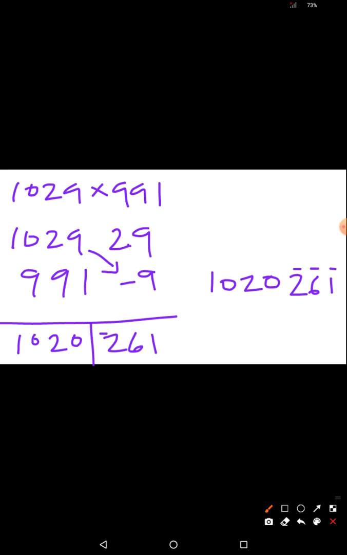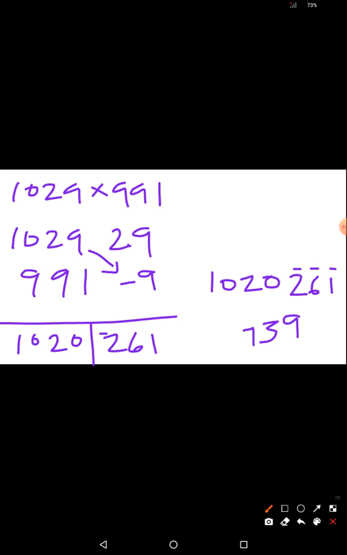So for removing the bar, what is the rule? The last digit you have to subtract from 10. So you will get 9. The last digit is 1. 10 minus 1, 9. Then the remaining digits you have to subtract from 9. Okay, so 9 minus 6 you will get 3 and then 9 minus 2 you will get 7.